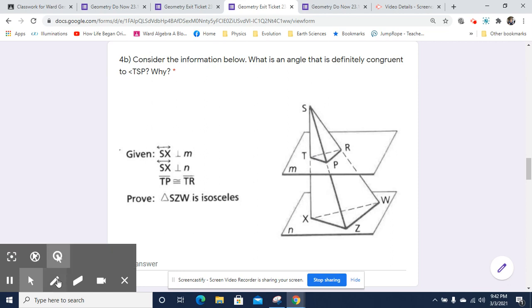And so we can start saying some things. We can say that's a right angle and that's a right angle. So those are right angles. And because of that, because this is itself, and because we can say that these two segments are congruent, then we'll be able to say side angle side for STP and STR, and that'll lead us to TSP being congruent to TSR.